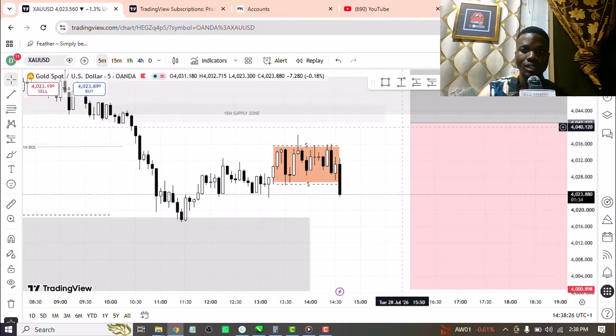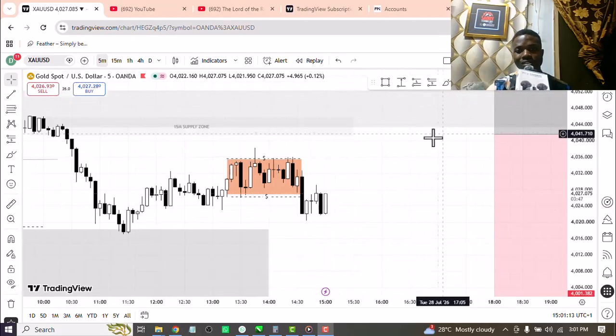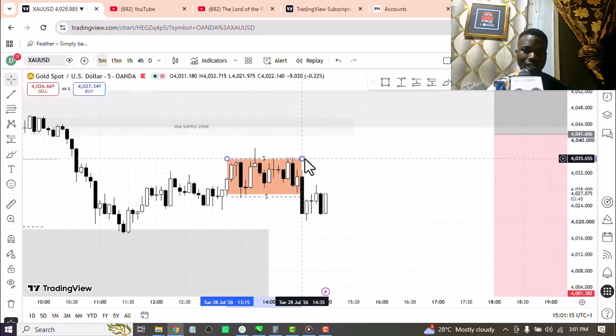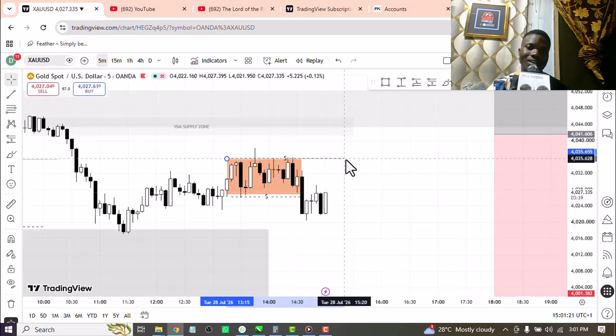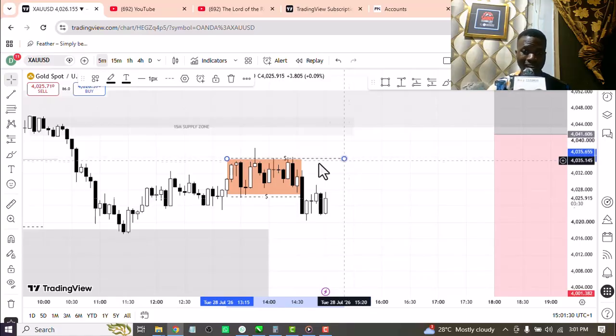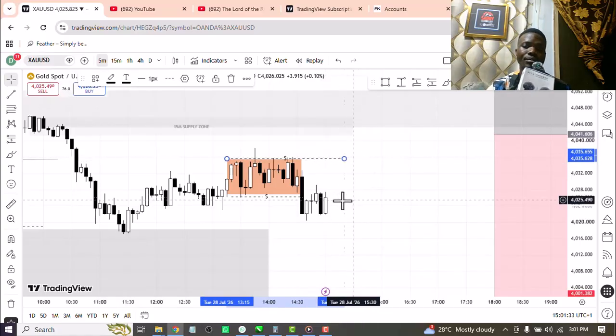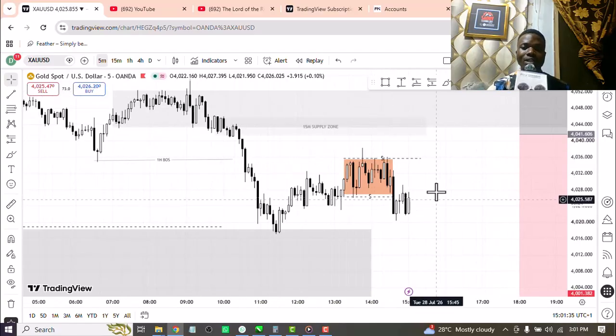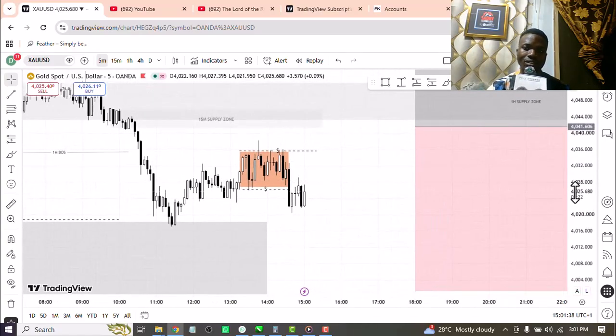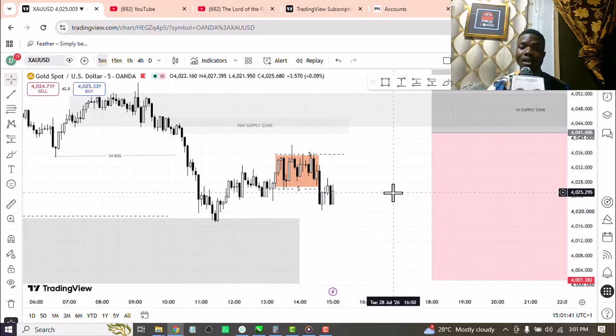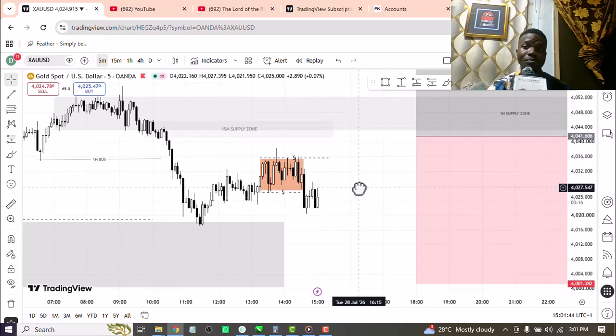Let's see the results. I'm still waiting patiently for price to come and sweep this high. If price does not sweep this high, I'm not going to enter this trade. I'm going to stand by that. But I know that price is going to sell. I have that conviction, based on my trading plan and the data I have built. I know that for sure.